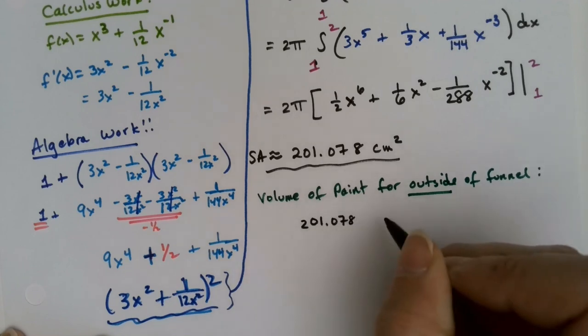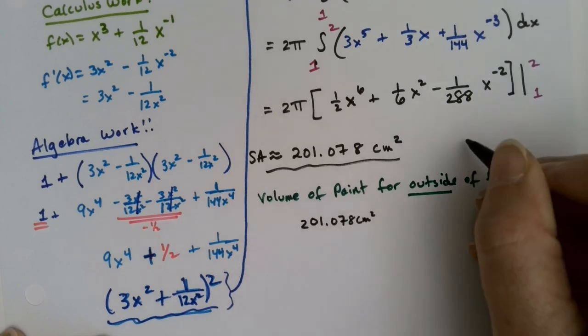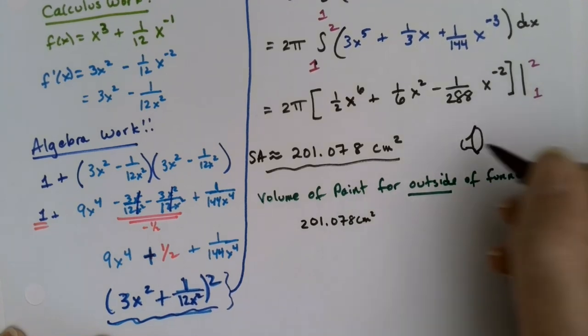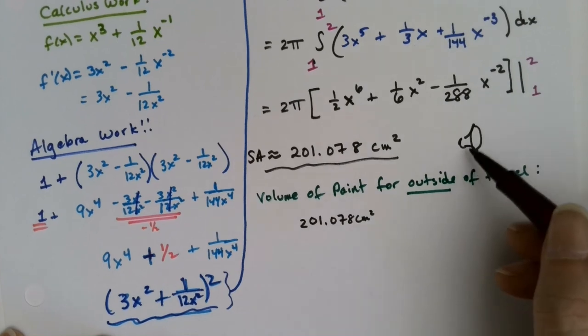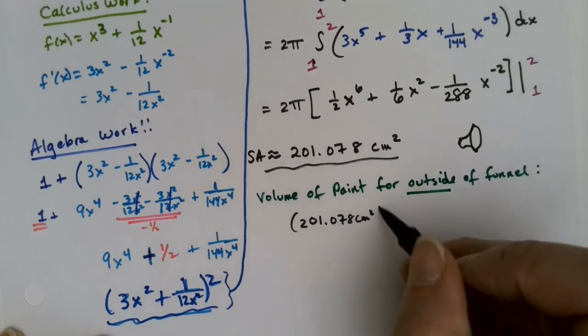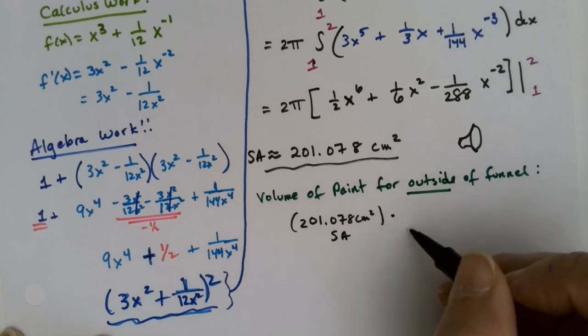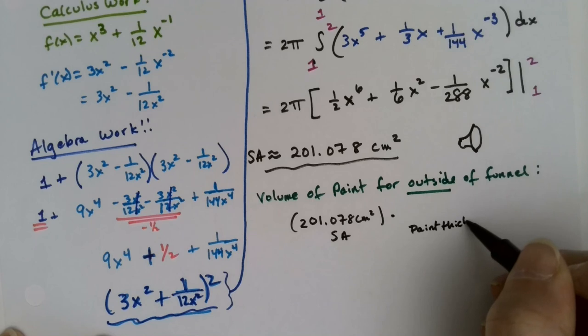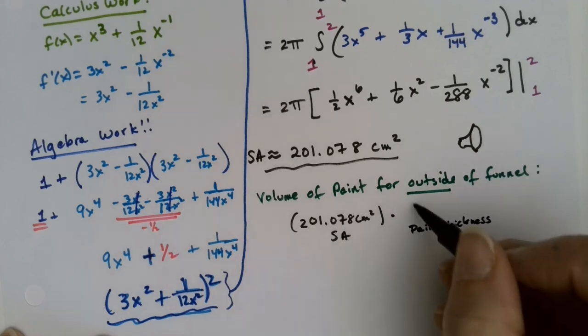201.078 centimeters squared. I mean, think about what you're looking at. You've got this funnel that you're building from the curve that you had. So if you're going to paint the outside of the funnel, the surface area finds the area of that infinitesimally thin funnel. So you take the surface area and you multiply it by the paint thickness, which in our case was 0.05.